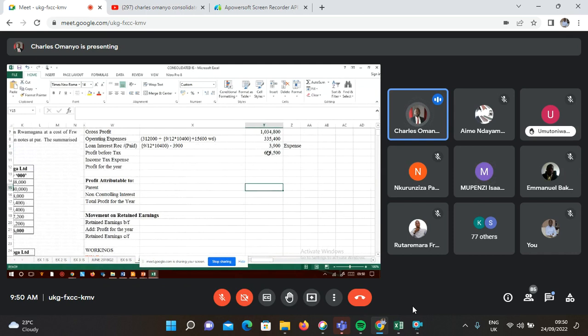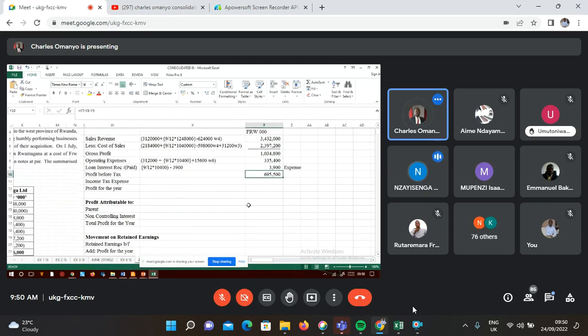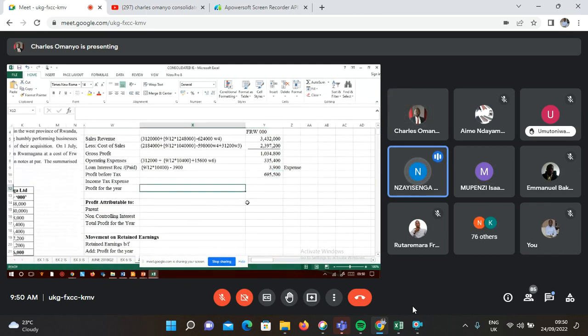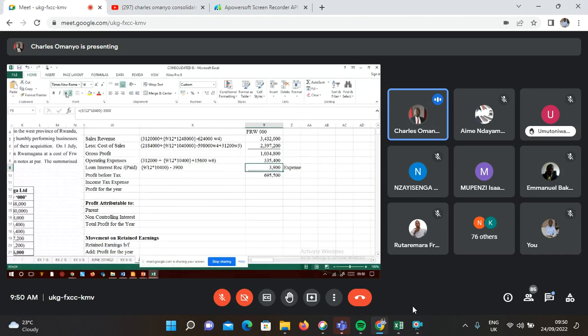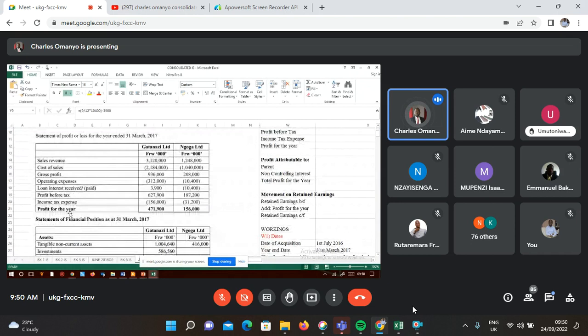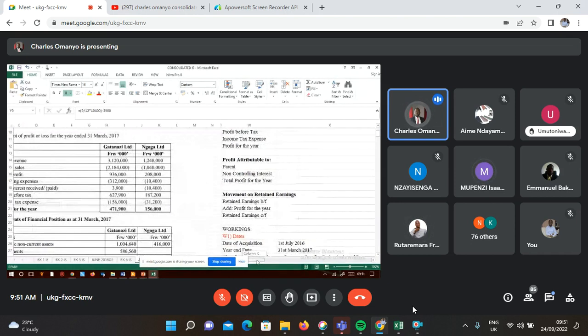Excuse me, sir. Yes? If 3,900 was a positive, it will be income, it must be added. Yes, it must be added. Incomes increase profits. Expenses reduce profits. Okay, I think we are now done. The last one, income tax, 156 and 31,200.